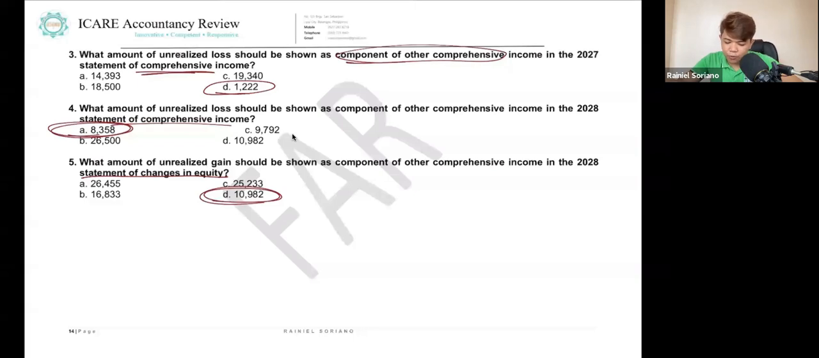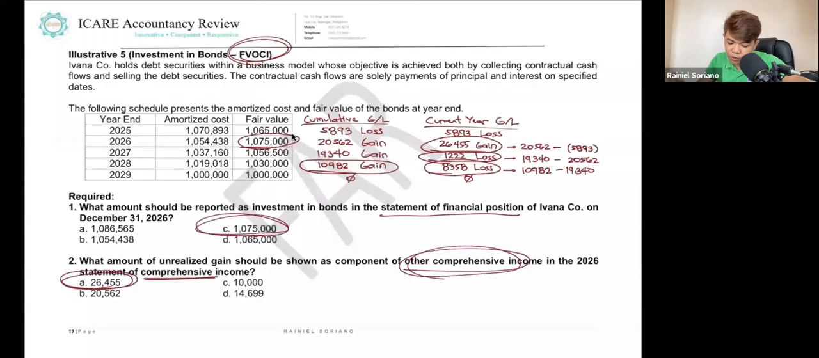Okay? Nagets po ba ang bond investment FVOCI? Chat section please, nagets po ba itong problem 5? Nagets po? Clear po ba? Clear? Gets po. Yes sir, I'm enlightened. I'm glad, na luminaw na, nagkaroon na ng kulay yung investment in debt securities. All right. Clear po. Yes po.